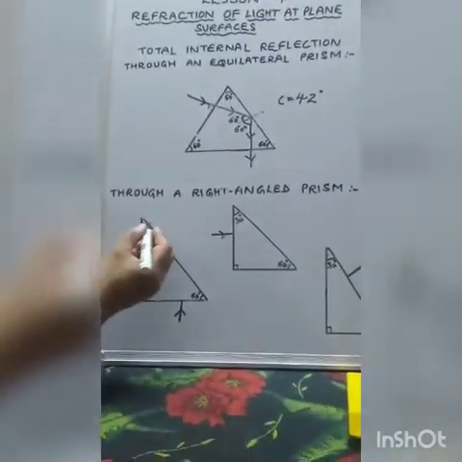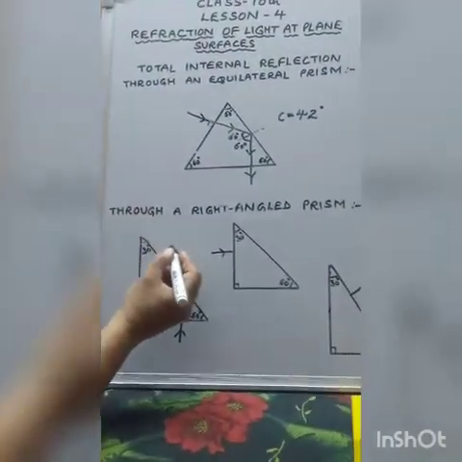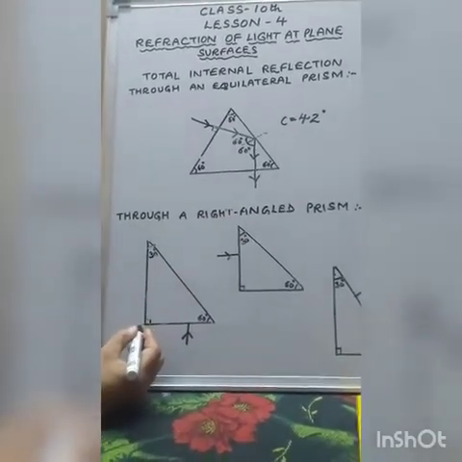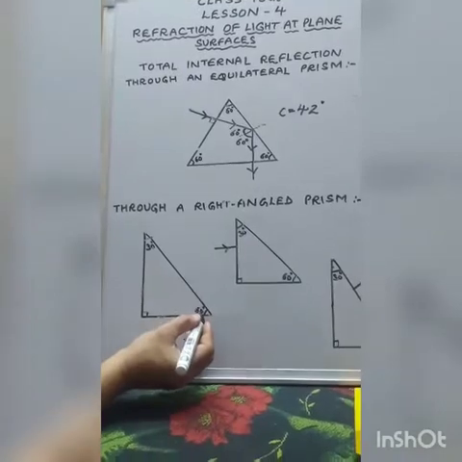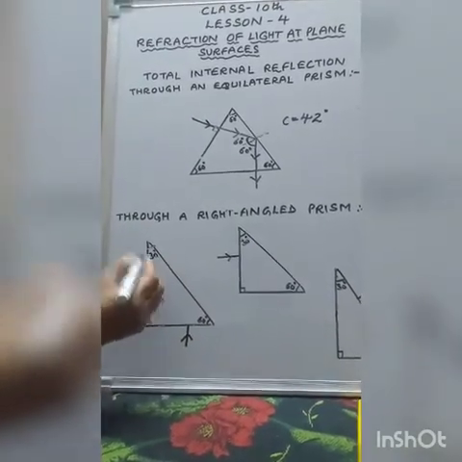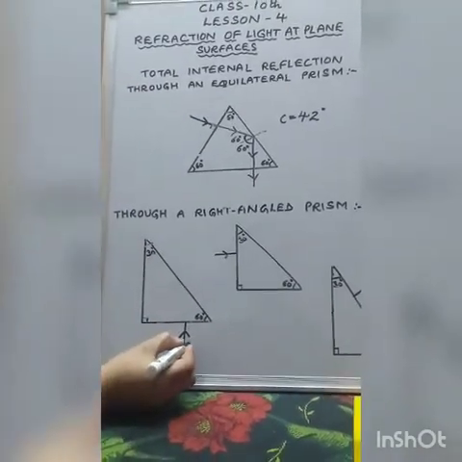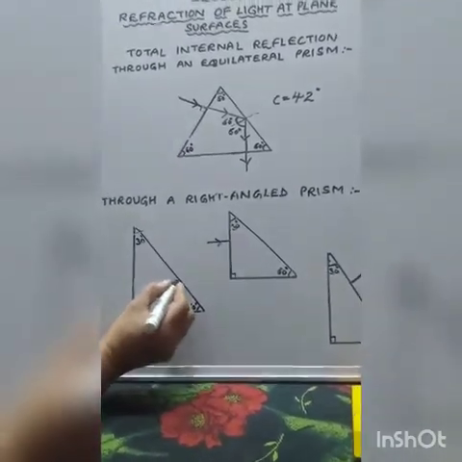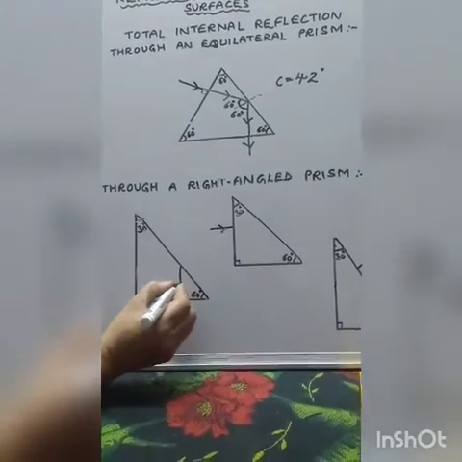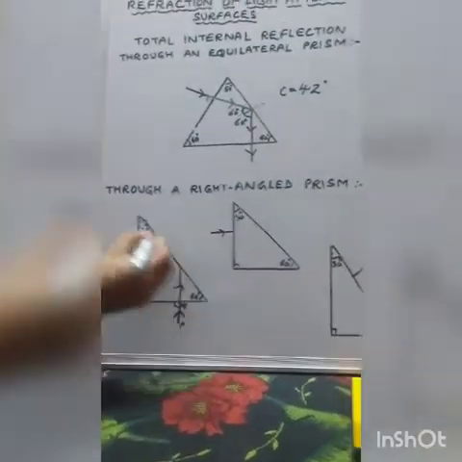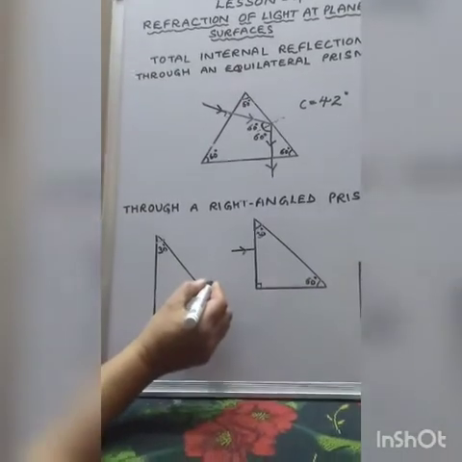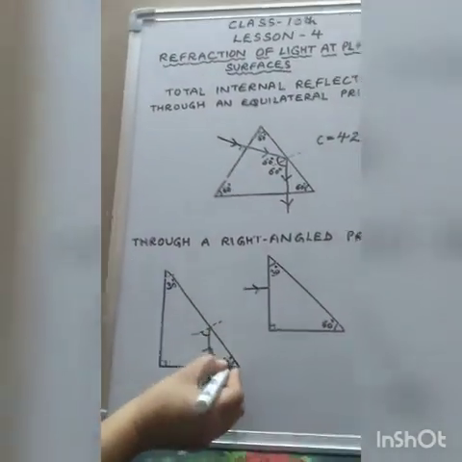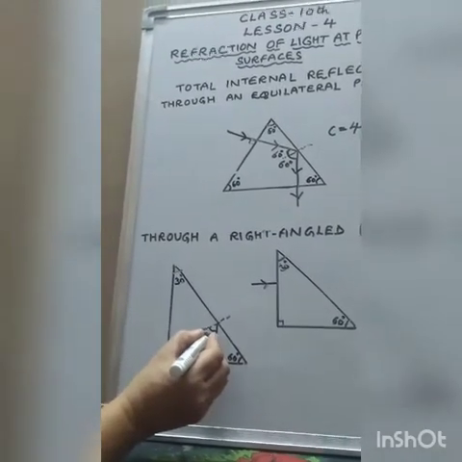Now, my next diagram is total internal reflection through a right angle prism. One angle is 90 degrees, one is 60 degrees, and the third one is 30 degrees. Let this PQ be the incident ray. It is falling normally, so it will pass straight, undeviated, and will fall on this surface. Let us draw the normal at this point. The angle of incidence is the same as this, that means 60 degrees.